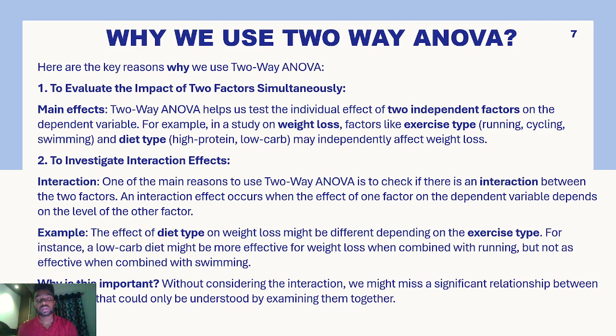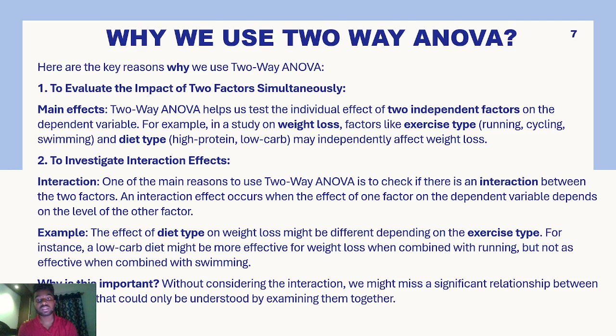Why do we use two-way ANOVA? Here are the key reasons why we use two-way ANOVA. To evaluate the impact of two factors simultaneously, the main effects. Two-way ANOVA helps us test the individual effect of two independent factors on a dependent variable. For example, in a study on weight loss, factors like exercise type, running, cycling, swimming, and diet type, high protein, low carbs, may independently affect weight loss.